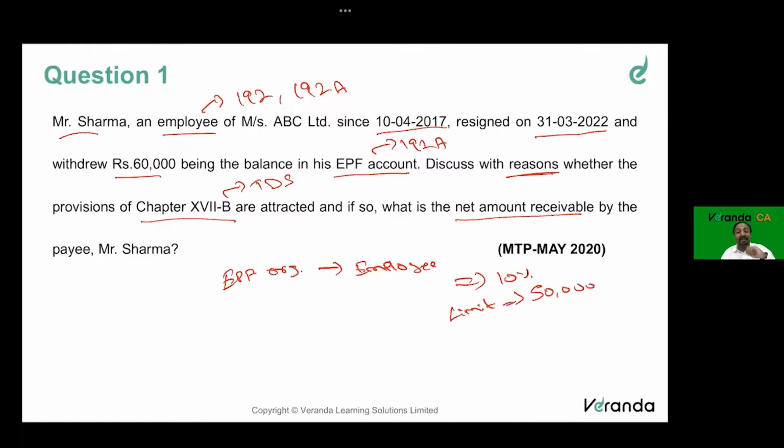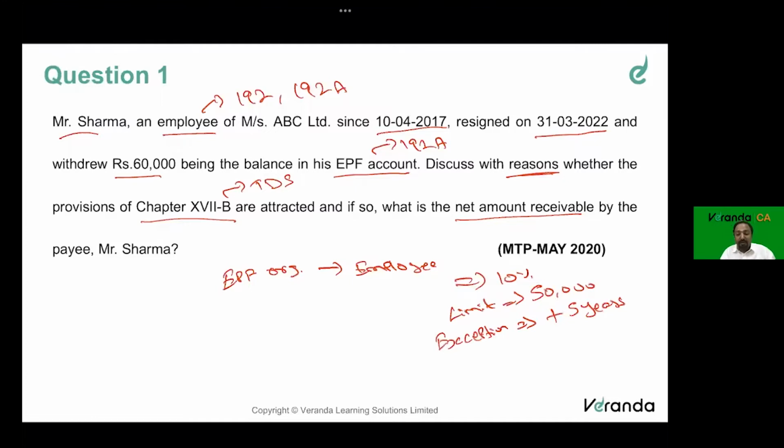And are there any other conditions? We call these exceptions or exclusions. Every TDS provision will have certain exceptions or exclusions, so we need to understand the exceptions or exclusions for 192A. What does 192A say? When an employee has been in employment for a period of more than 5 years.